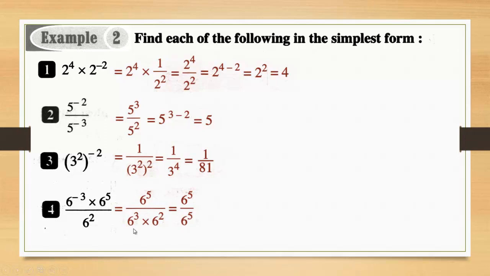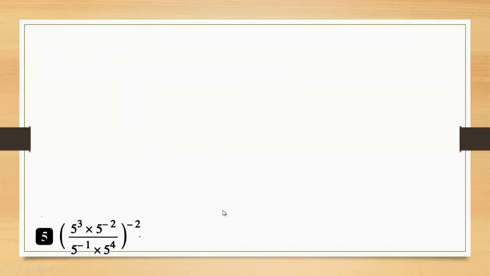We will simplify the denominator, put 6 power 5 over. We will put the base 6 and start adding the power. 3 plus 2 equals 5. We will put the base 6 and 5 minus 5 equals 0, so the result will be equal to 1.